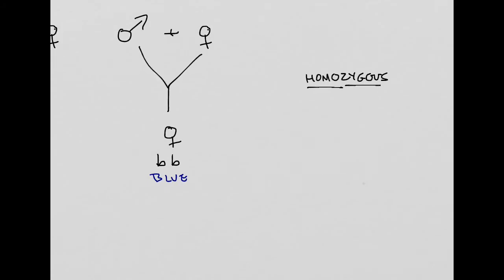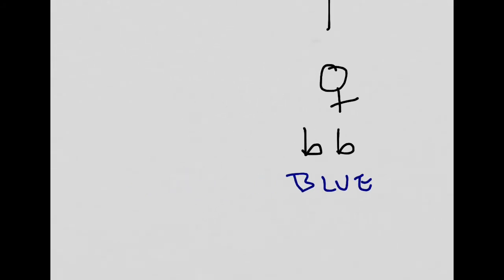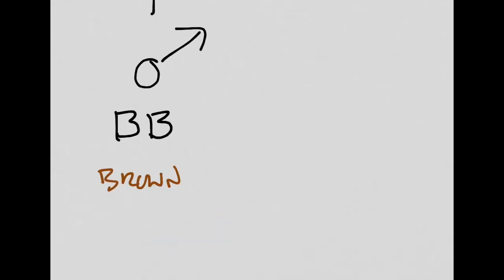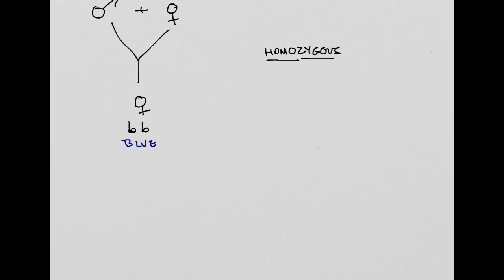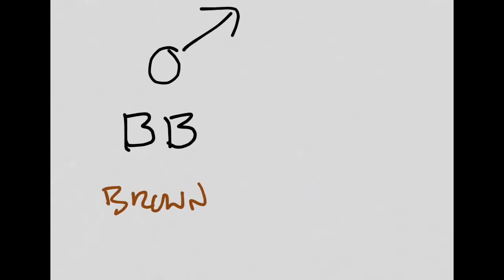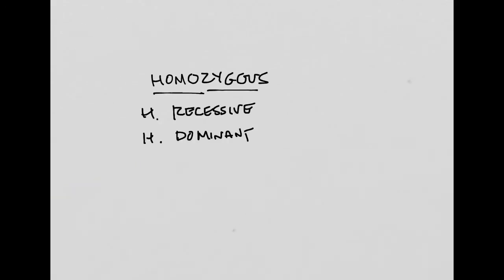God. And that's because the root homo means the same, and zygous refers to the zygote, which is the first body cell that comes about through fertilization. So that means you're going to have the same two lowercase b alleles, or two uppercase B alleles. So in this case, you're homozygous for both. However, in one condition, you're homozygous dominant, and the other condition, you're homozygous recessive. So that means homozygous has two different conditions.